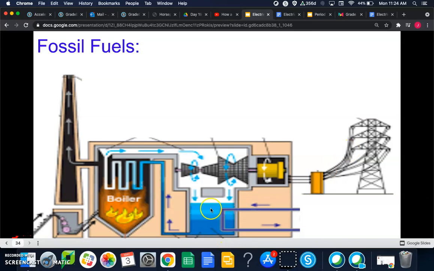Now, what's happening down here is the water actually needs to be cooled down before it goes back into the boiler. If it stays too hot, what will eventually happen is the water in the boiler will be too hot and then the pipe will burst, which isn't a good thing. And then over here, what you can see happening is this is where the waste carbon dioxide goes up into the atmosphere.